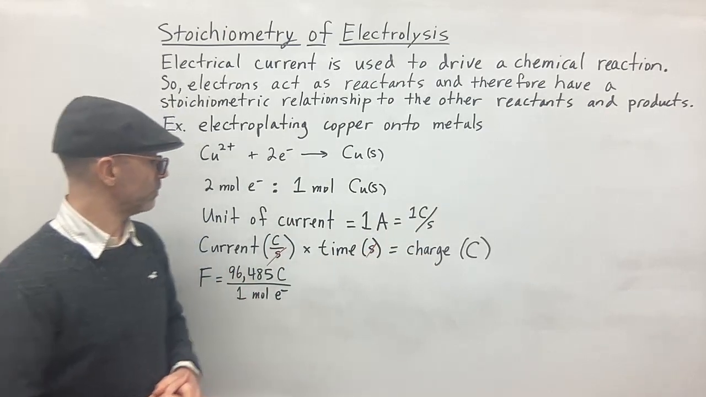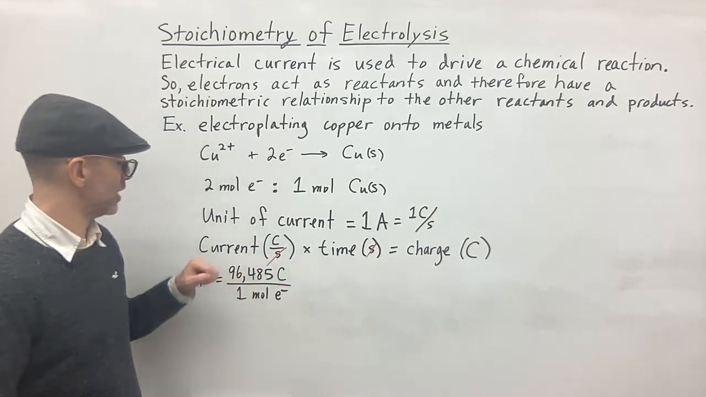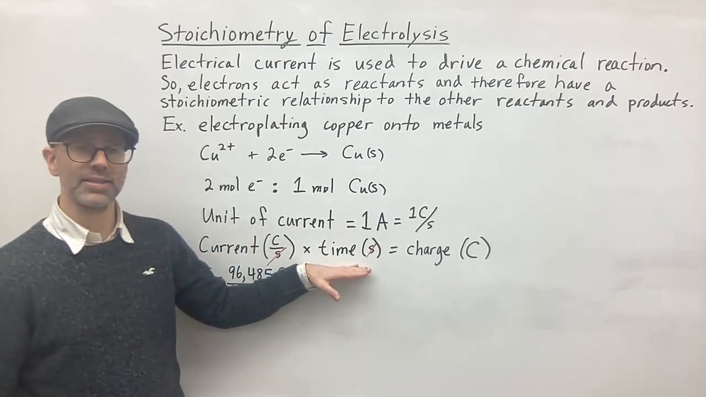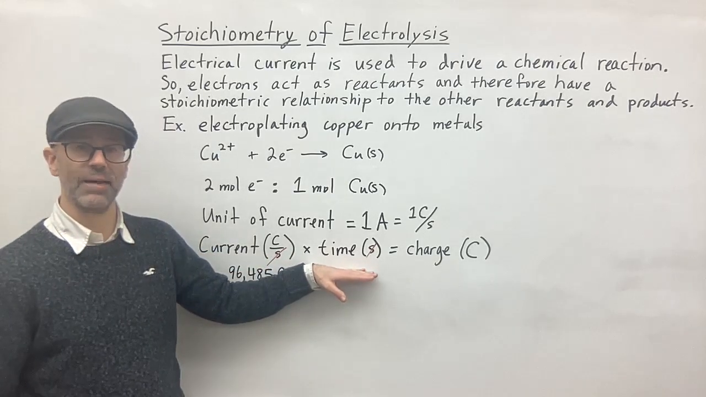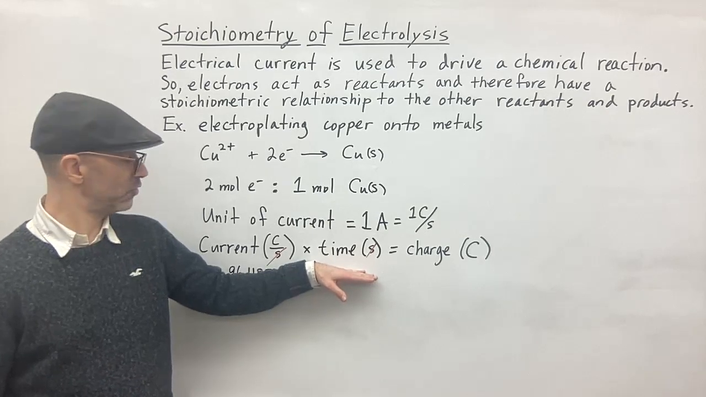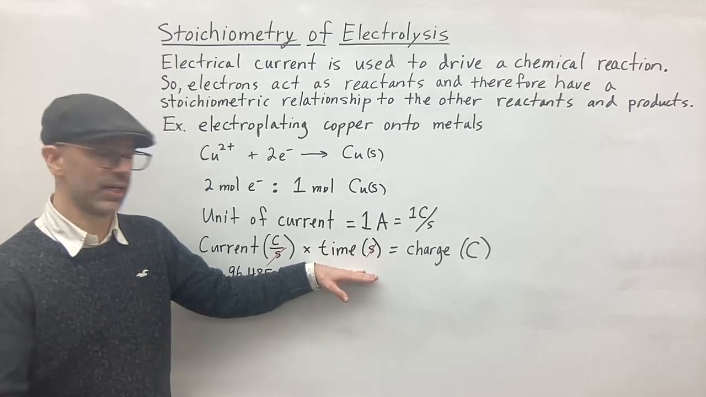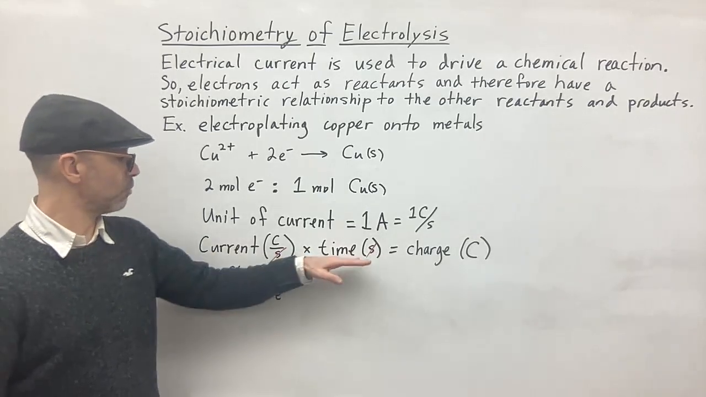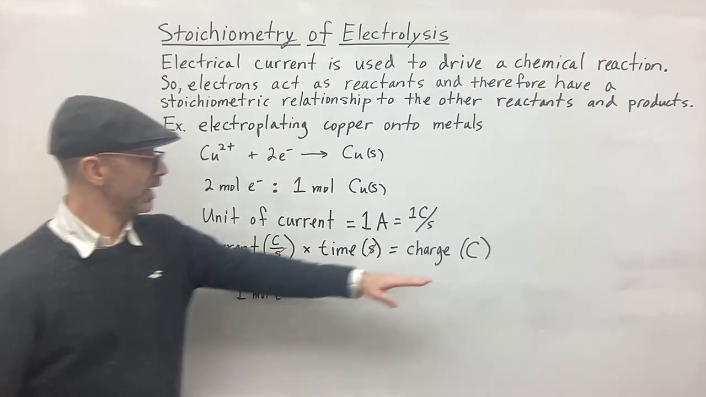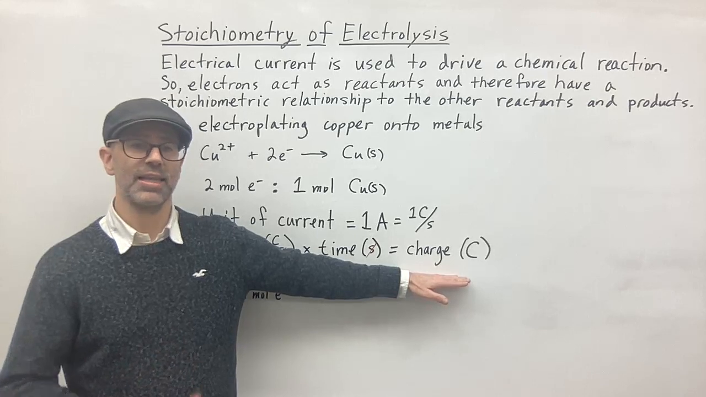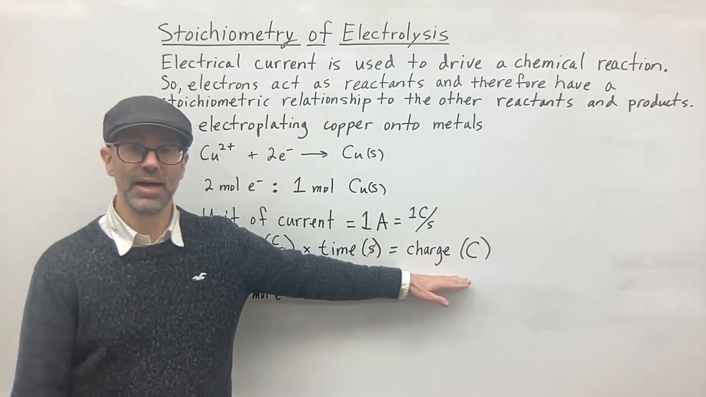And so I can use this if I know the current and I know the amount of time that I'm running the current, that I'm hooking up the battery to my electrodes in order to get the electroplating to occur. If I've got the time in seconds and the current, then I can multiply those two together and I can get the total amount of charge of the electrons that flowed during that time.